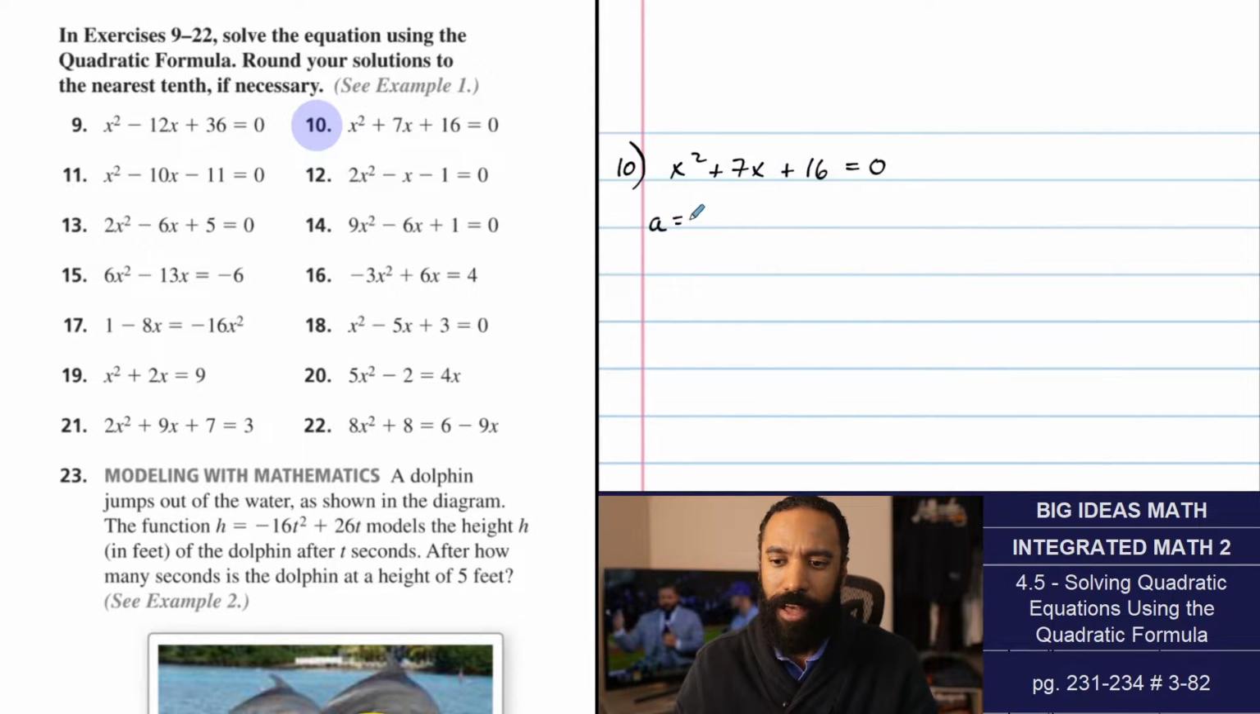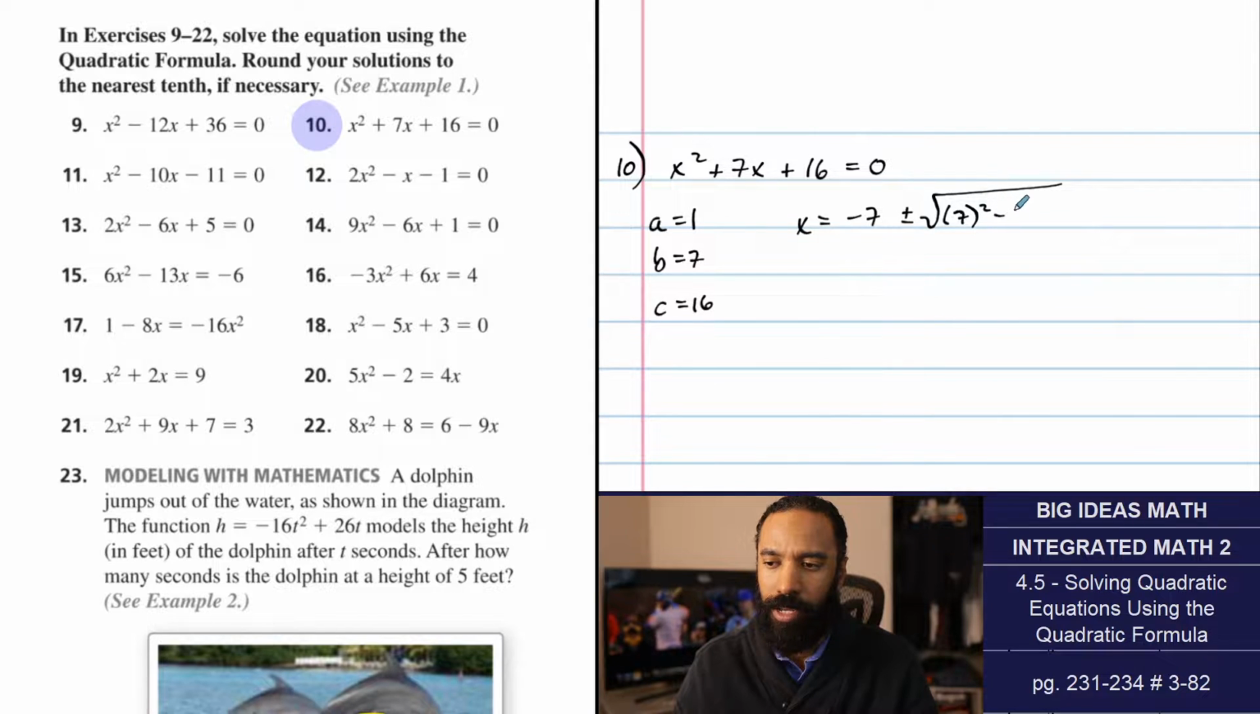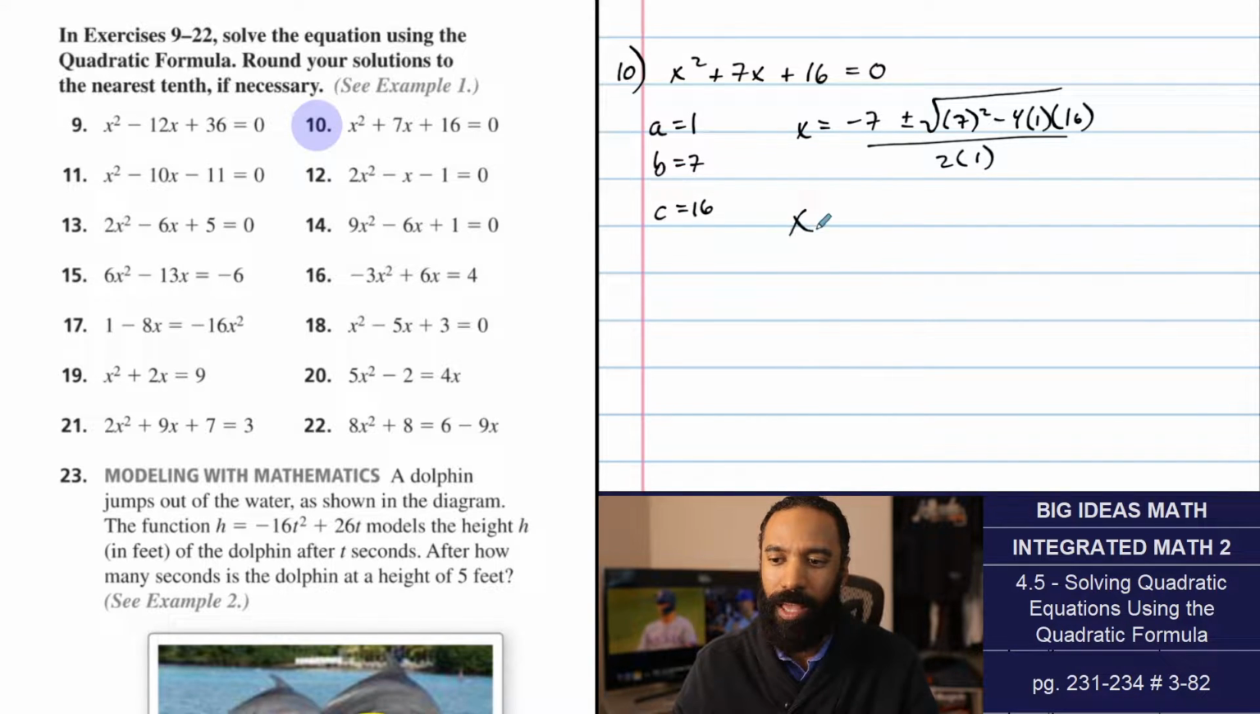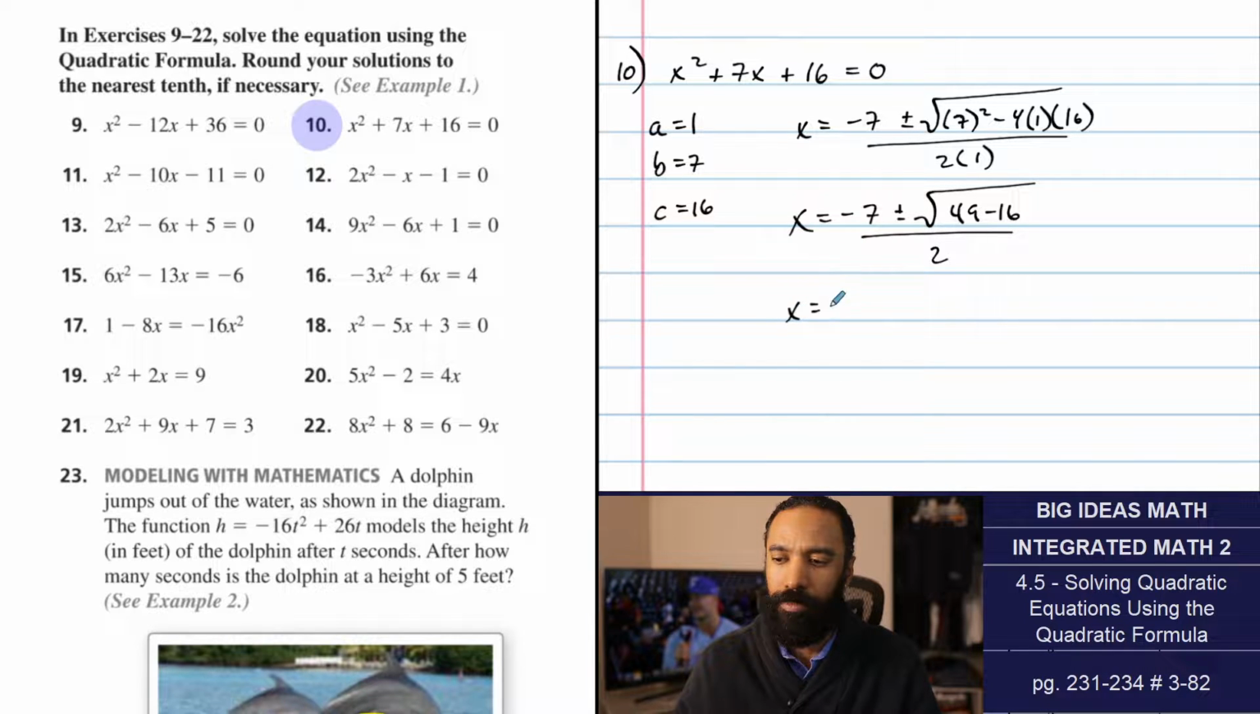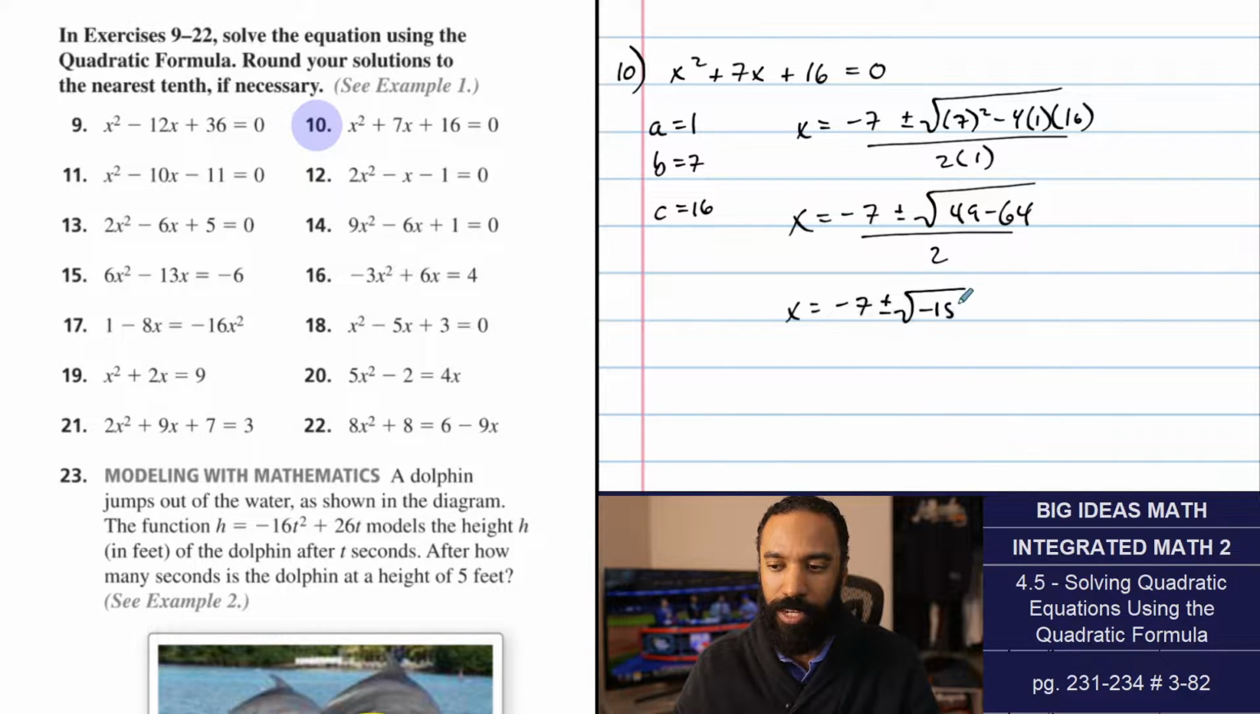Okay, so your A value is 1, B is 7, C is 16, and we're going to be doing x equals negative b plus or minus the square root of b squared minus 4ac over 2a. This is an example of when I would have loved to have done the discriminant first. This is x equals negative 7 plus or minus the square root of, this is 49 minus 16 all over 2. Excuse me, 16, 64. 64 all over 2. And this is x equals negative 7 plus or minus the square root of 49 minus 64 is negative 15. So negative 15 all over 2.